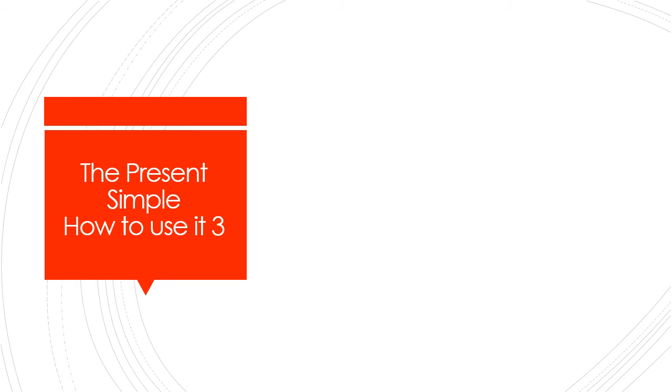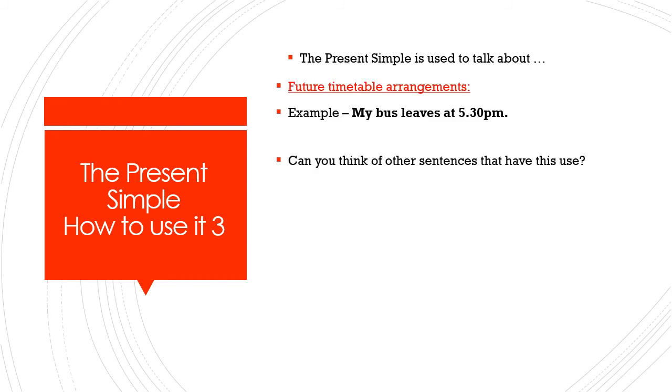Okay, now, the other way that we use the present simple, when your English is a little bit better, is to talk about the future. The name of the tense is the present simple, but we do use it to talk about future arrangements. Usually if it has a time, if it tells us when something is happening in the future, you can use the present simple. You've got an example there. My bus leaves at 5:30 p.m. Well, that's not now. That's not the present. That's in the future. But we're using the present simple for this. So it's a very useful tense.